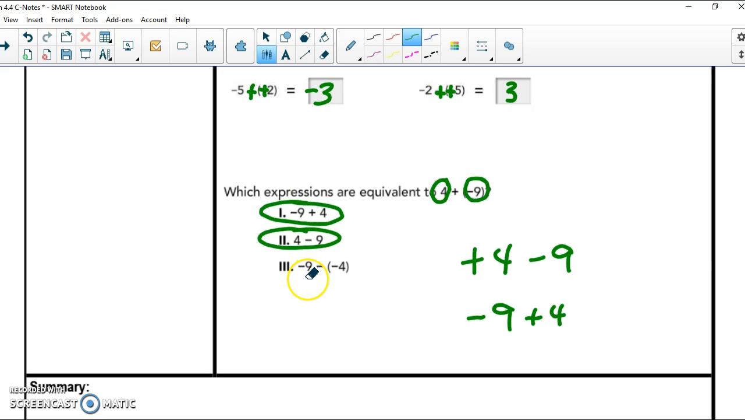So let's double check our third example here, and since we're subtracting, let's use same, change, change. So I'm going to keep negative 9 the same, and I'm going to change this minus to a plus and this negative to a positive. So now I have negative 9 plus 4, which is the same as this. So all three of these expressions would be equivalent to 4 plus negative 9.